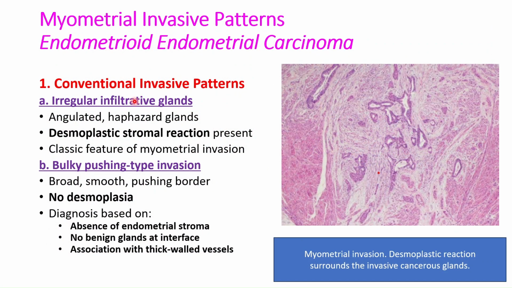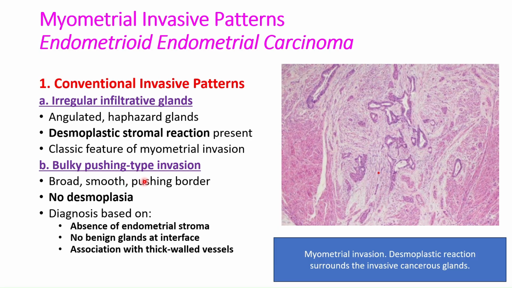Now there are a few patterns of myometrial invasion. One is the conventional invasive pattern, which shows irregular infiltrative glands. They are angulated, haphazard glands, and surrounding this tumor there is a desmoplastic stromal reaction. So a fibrous component is there. This is a classic feature of myometrial invasion. So this is muscle, malignant glands, and this is desmoplastic stroma.